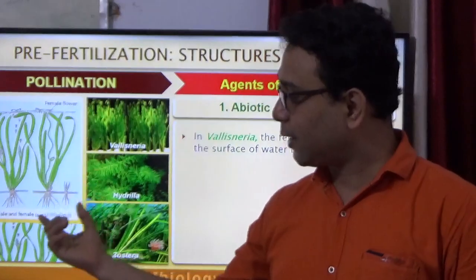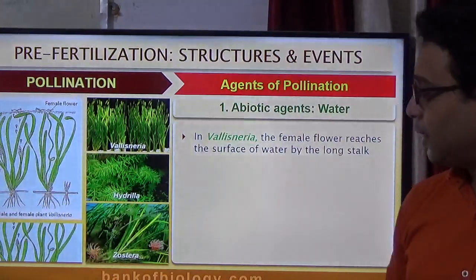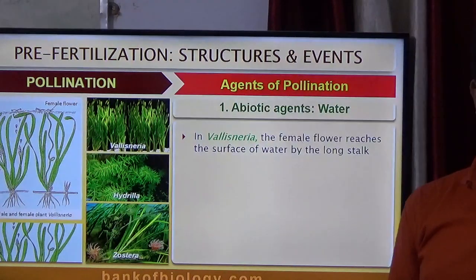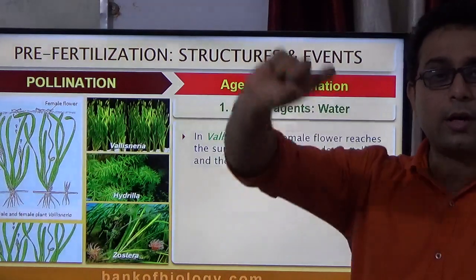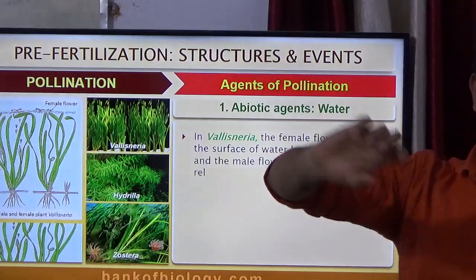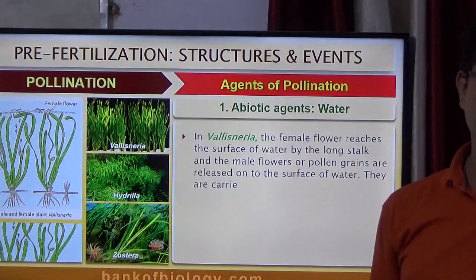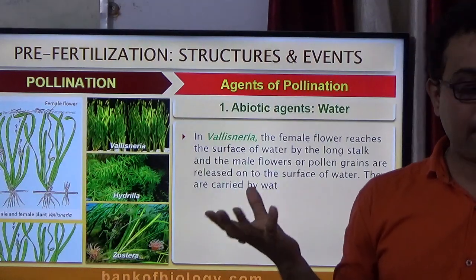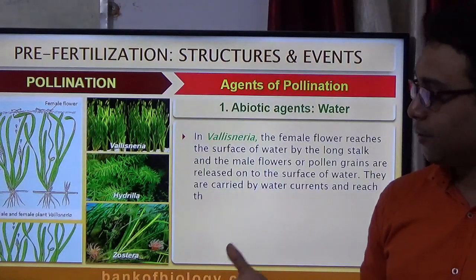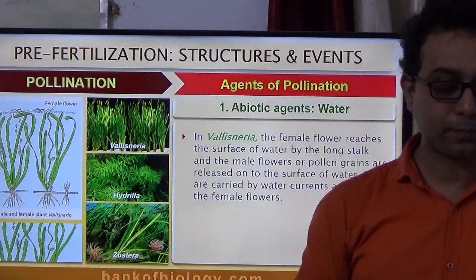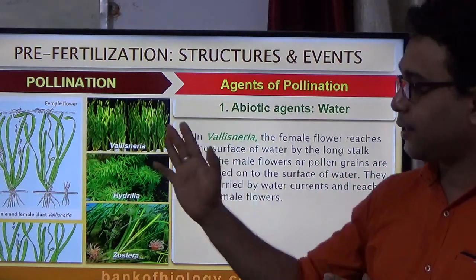You can understand that in Vallisneria, the female flower reaches the surface of the water by a long stalk, and the pollen grains of the male flower are released onto the surface of the water. They are carried by the water current, and finally they reach the female flower. This is the case of Vallisneria.